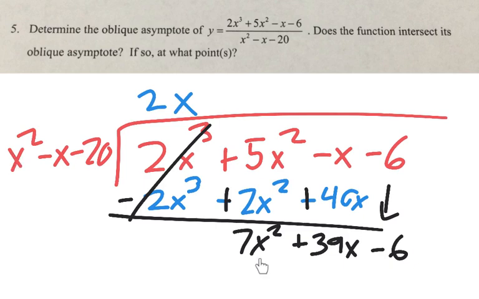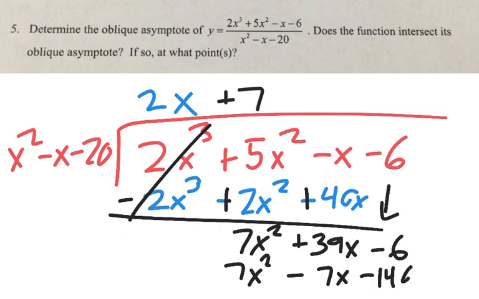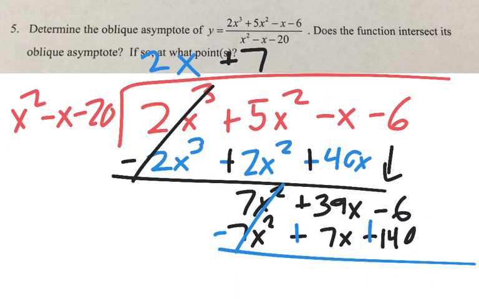Now I have an x squared. I want a 7x squared. X squared times what is 7x squared? 7. Then distribute. 7 times x squared is 7x squared. 7 times negative x is negative 7x. 7 times negative 20 is negative 140. And then we subtract. So we change every sign. The first term cancels. If it doesn't, you messed up. 39x plus 7x is 46x. Negative 6 plus 140 is positive 134.